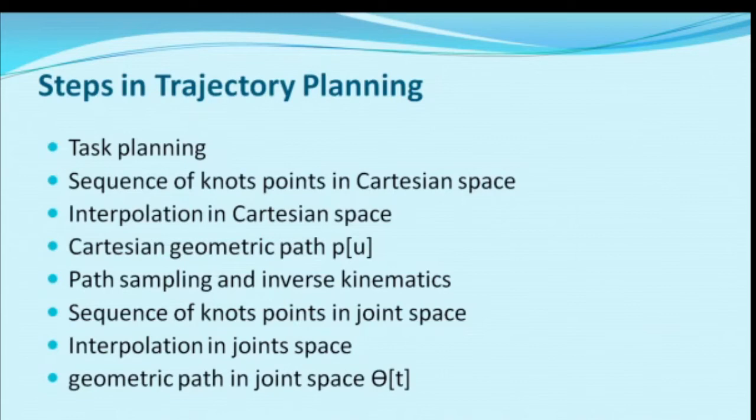interpolation in Cartesian space. So more points can be added by a method of interpolation. Then you get a geometric path in Cartesian space. You sample this path and apply the inverse kinematics. So you go from Cartesian space to joint space. There you get the knot points in joint space. Here you interpolate to get more points, meaning to get a smooth function. So you get the geometric path in joint space. So the actual operation happens in joint space.